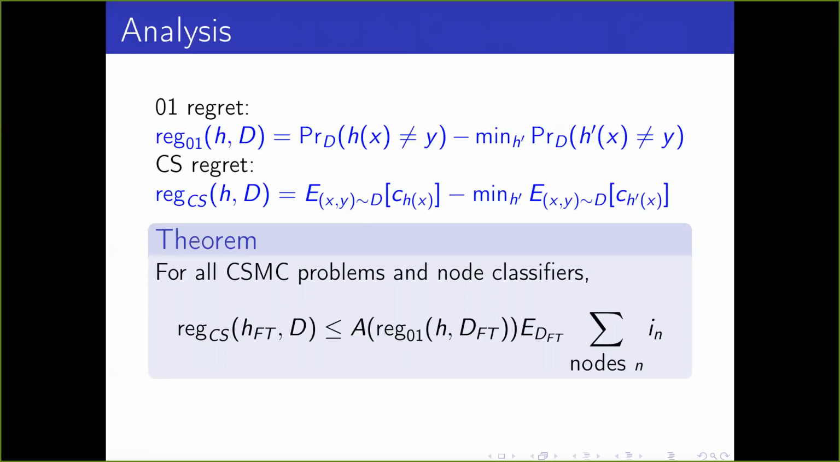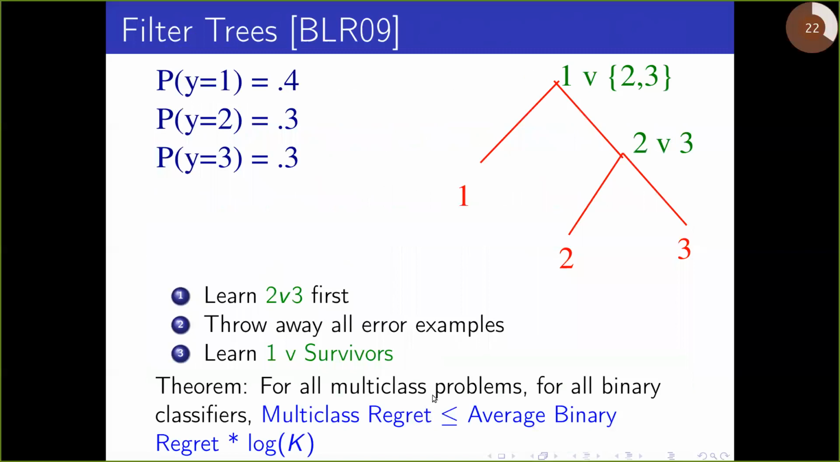So in particular, think about what this means for multi-class classification. What is the expected sum of importance weights at all nodes going to be for multi-class classification? What is the expectation of it? What is DFT? This is the distribution of binary examples created by the reduction itself. FT is the filter tree, which is named after this filtration process here.